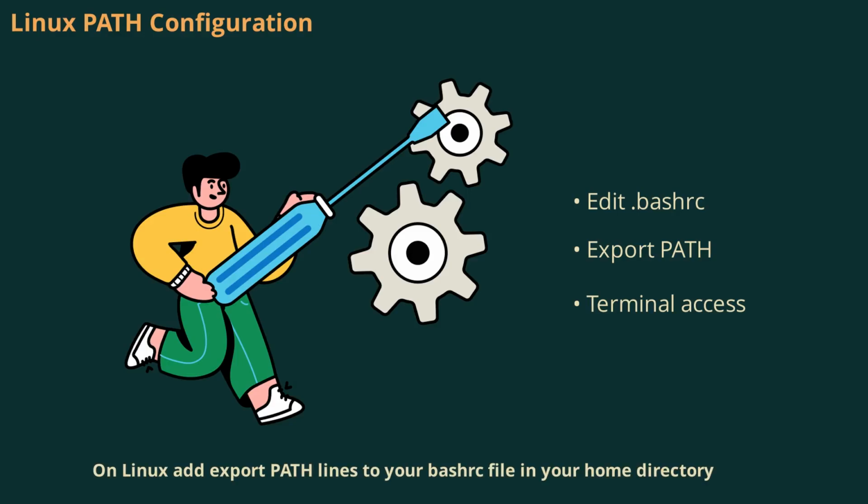On Linux, add export PATH lines to your bashrc file in your home directory. Include the SDK platform-tools, cmdline-tools, and Android Studio bin directories. This allows you to run Android Studio and SDK tools from any terminal session, streamlining your workflow.